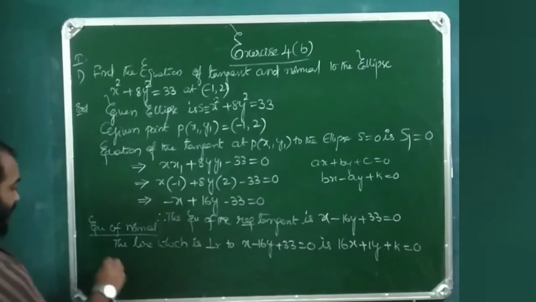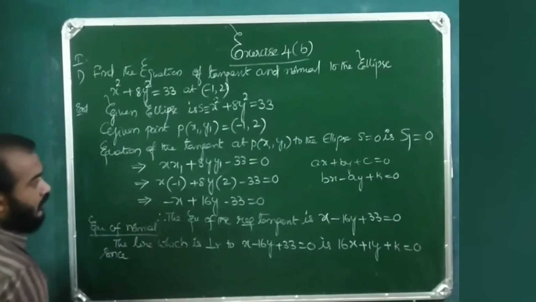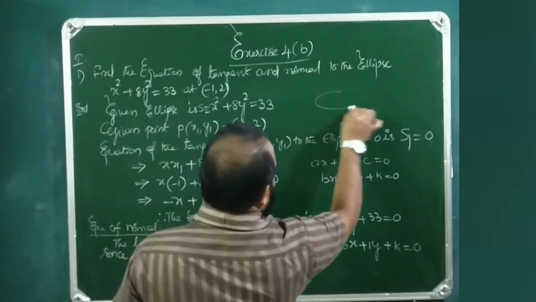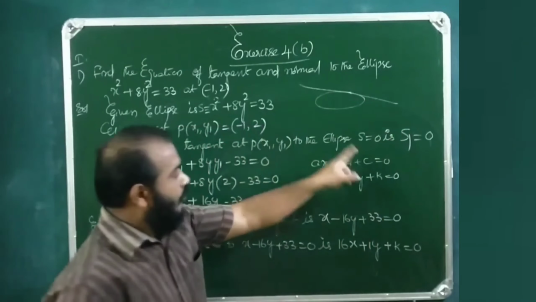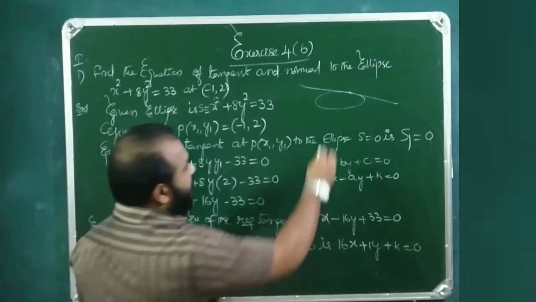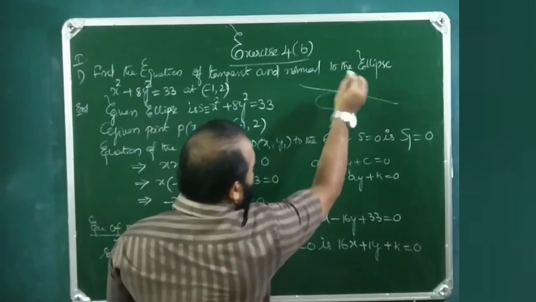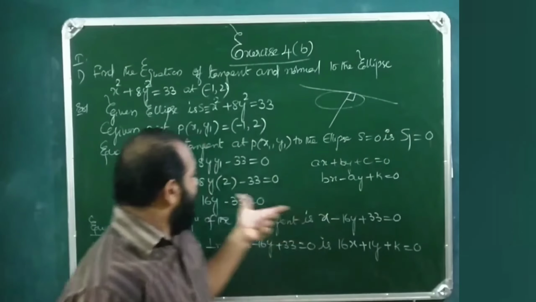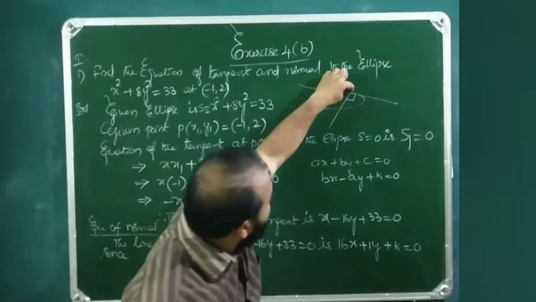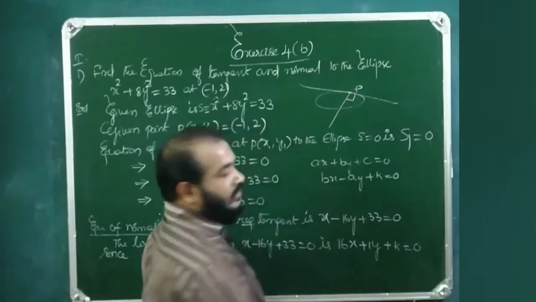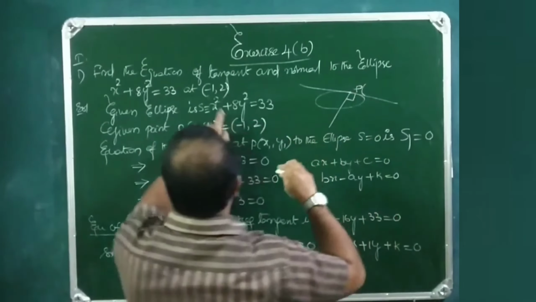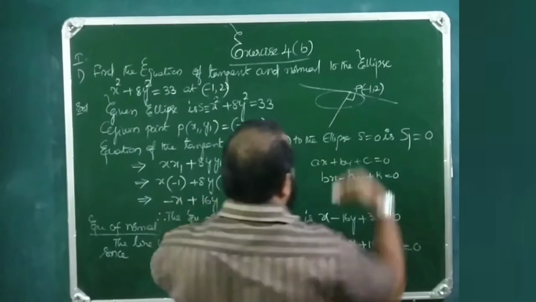Now, this is the ellipse, this is the tangent that we have found earlier, and this is the normal. The normal is perpendicular to this tangent and passes through the point of contact of the line and the ellipse. This is P, and P(x1, y1) equals (-1, 2).